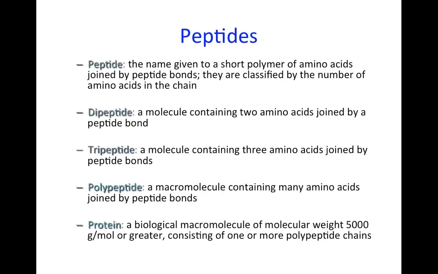Peptide is the name given to a short polymer of amino acids joined by peptide bonds. They are classified by the number of amino acids in the chain. A dipeptide is where 2 amino acids are joined by a peptide bond. A tripeptide is where you have 3 amino acids joined by peptide bonds. A polypeptide is a macromolecule containing many amino acids joined by peptide bonds. And finally, a protein is a biological macromolecule of molecular weight 5,000 grams per mole or greater, consisting of one or more polypeptide chains.